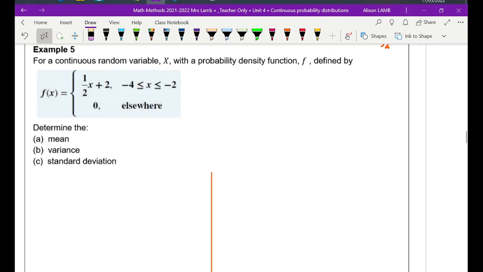So let's have a look at Question 5. Our mean, mu, is equal to the expected value of x, which, notice, is 0 elsewhere, but between -4 and -2, we need to calculate x times f of x.